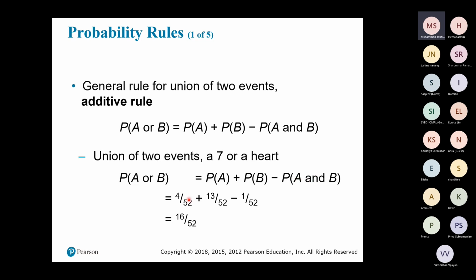Okay, so the probability of pulling a 7 is 4 over 52. The probability of pulling a card with the heart symbol is 13 over 52. And then minus the probability of pulling the 7 of hearts, which is 1 over 52. Then you will get your answer, 16 over 52. So this is the probability that you will pull either a 7 or a heart, right?